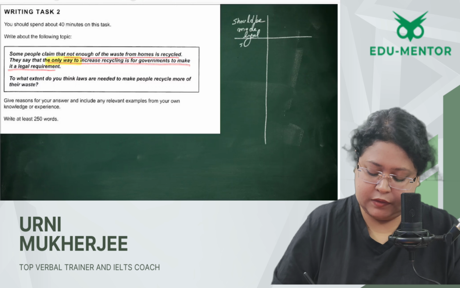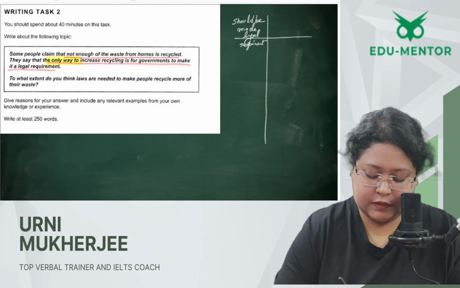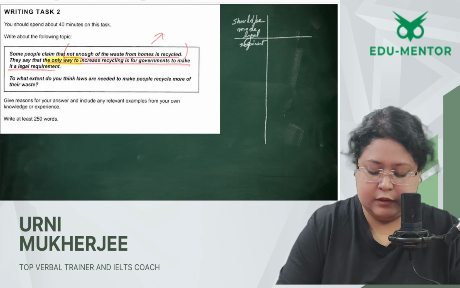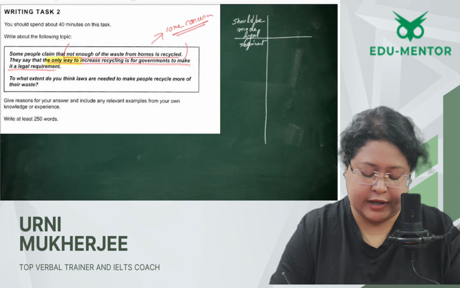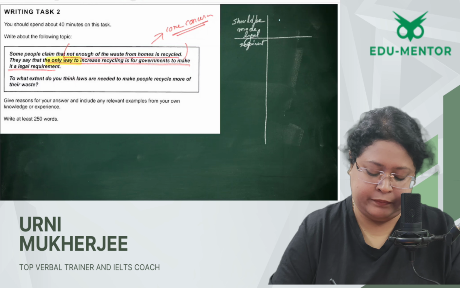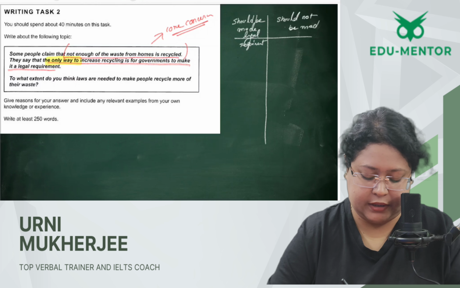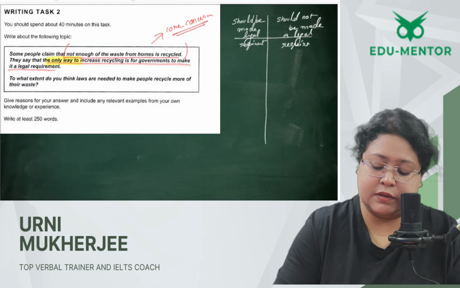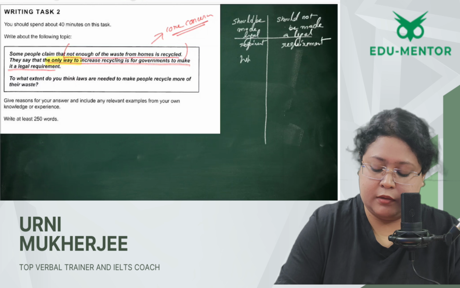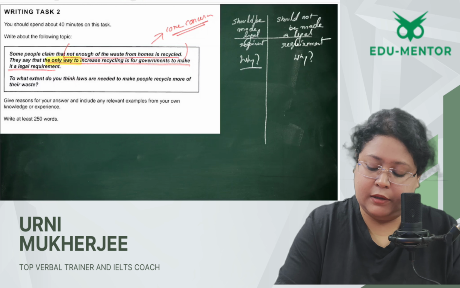So there's a concern, first of all, right? There's a concern that not enough of the waste from homes is recycled. This is what we would call the core concern. And this core concern has been addressed with the solution that the only way to increase recycling is for governments to make it a legal requirement. So there would definitely be an instance for pro, or supporting legal requirement, or let's say opposing it.